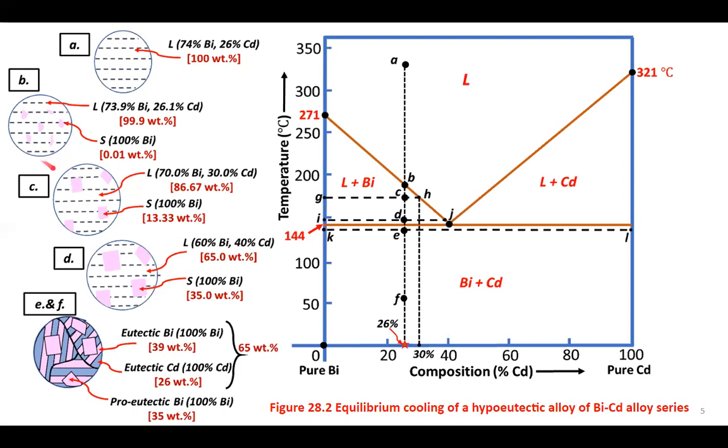So this is one characteristic that you must know. Then what's the chemical composition? The two ends of the tie line would give you the chemical composition.